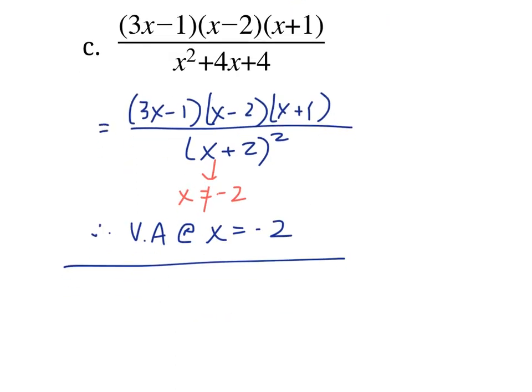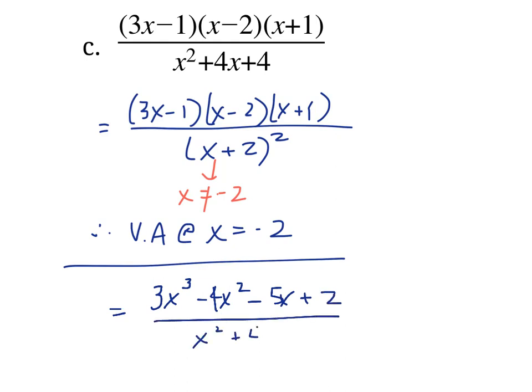Now looking at the end conditions of the function. We notice that the top is factored, but it is a cubic function. So in order to divide it, we actually need to unfactor that. Just doing a little bit of distribution, I'll do this part for you. So our function is actually 3x cubed minus 4x squared minus 5x plus 2, all over x squared plus 4x plus 4.